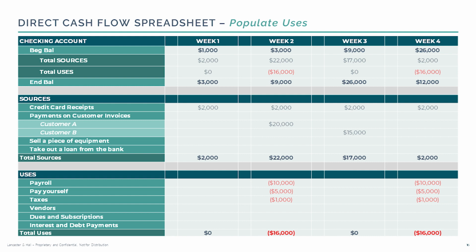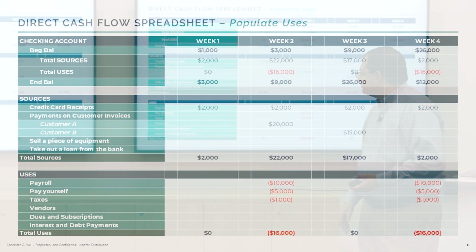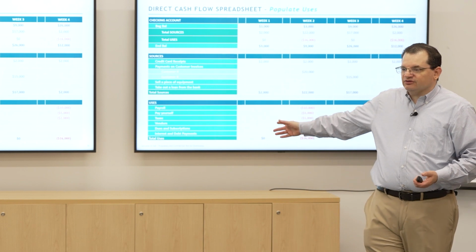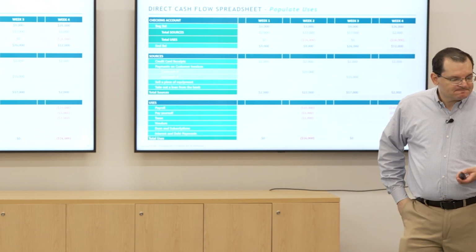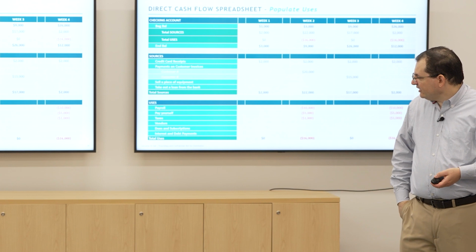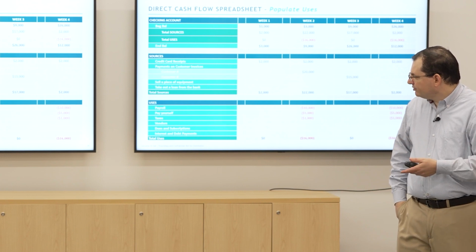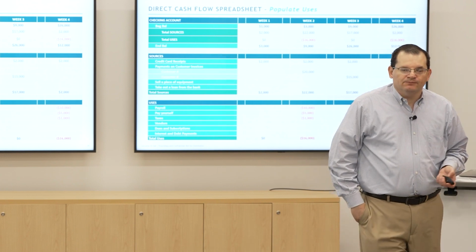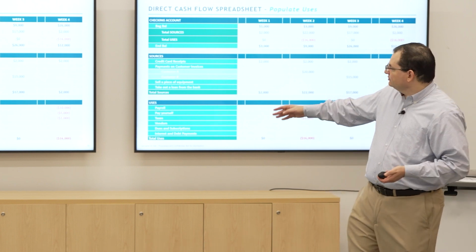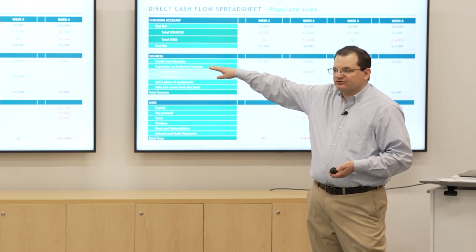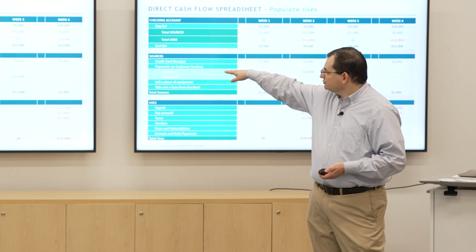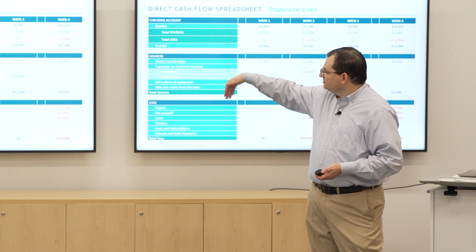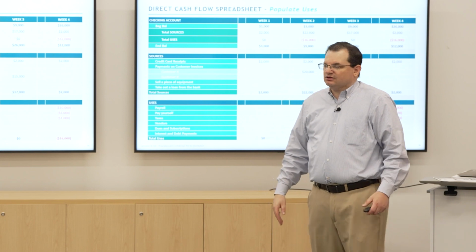Okay, then we're going to put in some of the uses of cash. Payroll, maybe you pay yourself, imagine that. Maybe some taxes. You can see now that you've got a business that twice a month, week 2 and week 4, has to spend $16,000. Now you can see the $16,000 populates as the total uses on those weeks, and now you can see that it's actually calculating.